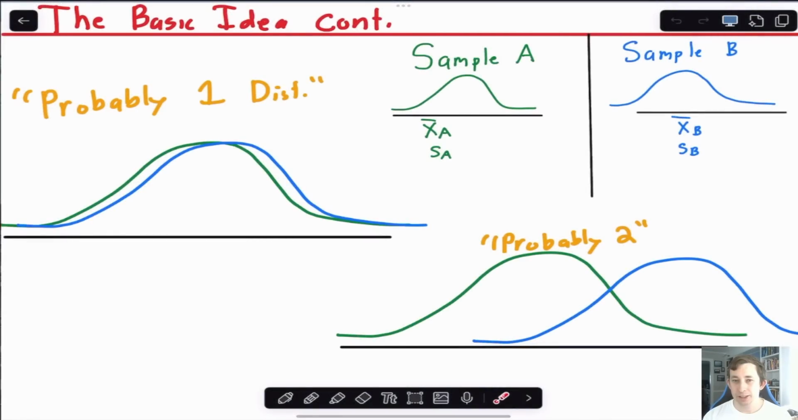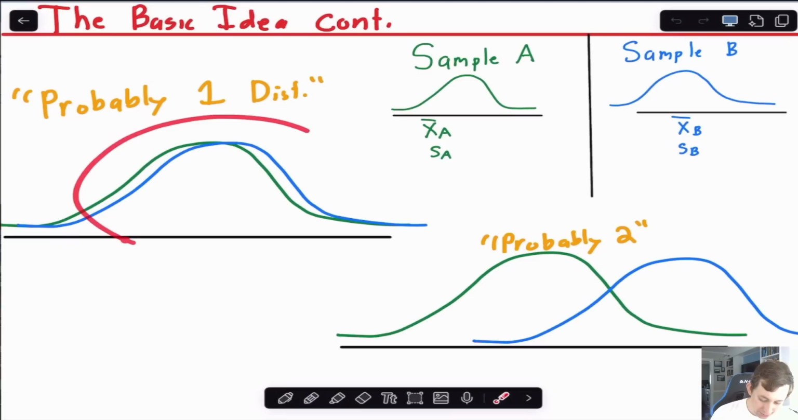Now, if I take these two distributions and plot them together, and again, I assume they're both normal, if they look like this, where they're basically right on top of each other, even if they're a little bit off in terms of their expected value, I would say probably this is coming from one distribution. Those look basically about the same, down to some sampling error, and so sample A and sample B are probably coming from one distribution.